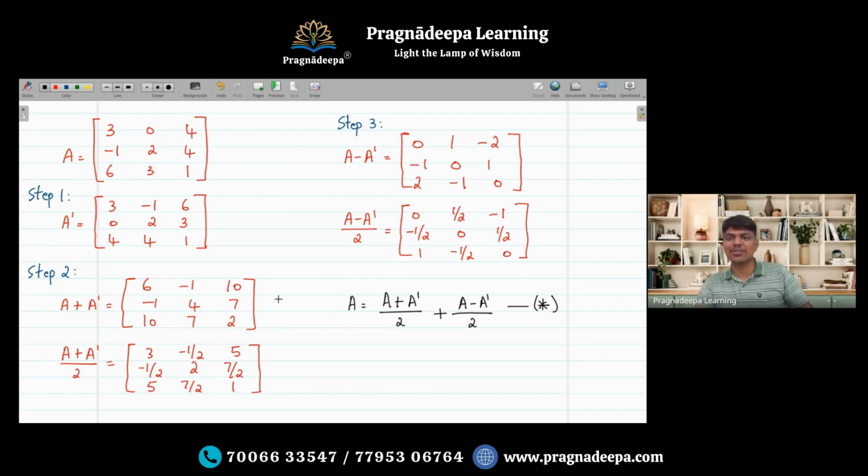In how many steps can I do that? 3 steps. Step number 1, find the transpose. Step number 2, find symmetric matrix. Step number 3, find skew-symmetric matrix. Did you understand why we divided by 2? To cancel the 2A that comes. If we only did A plus A dash and A minus A dash, 2A would remain, and A equals 2A is not permissible. I need the matrix A to come.